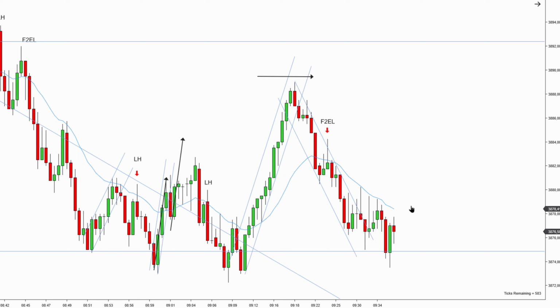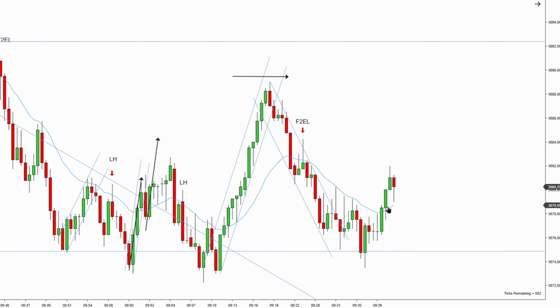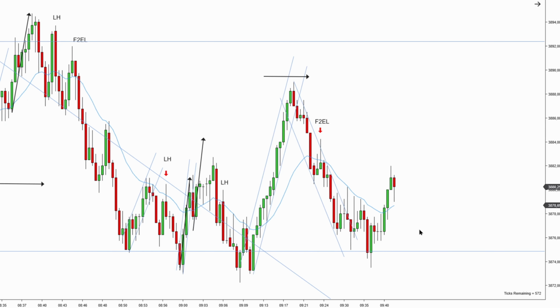Break, new extreme, and market is finding support. And notice now, what am I paying attention to? I am now looking for a failed second entry short reversal pattern. Why is it okay for me now to look for a reversal when it was not okay here?